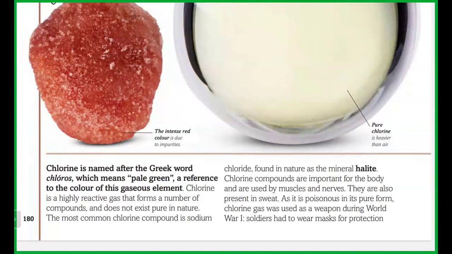Okay, so chlorine is a highly reactive gas. It forms a number of compounds and doesn't exist in pure form in nature. The most common chlorine compound is sodium chloride, found in nature as the mineral halite. Chlorine compounds are important for the body and are used by muscles and nerves. They are also present in sweat, though chlorine is poisonous in its pure form. Chlorine gas was used as a weapon during World War I.